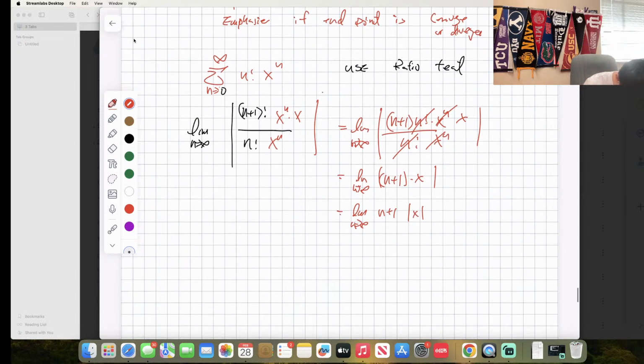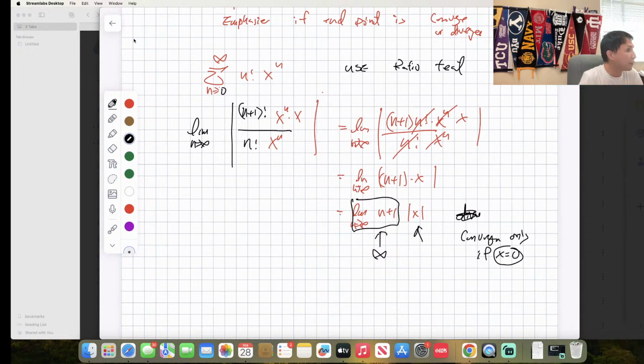Now focus only on this part. This part is going to go to what? Infinity. x is some type of value we're going to approximate, right? Say we want to approximate 1/2. But what's infinity times 1/2? Infinity. So this diverges if x is any other number, but converges only if x is equal to 0.